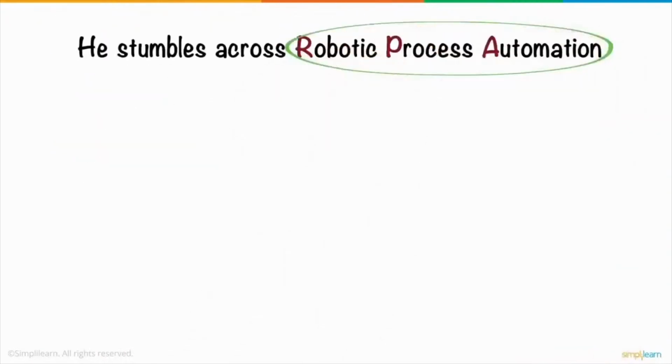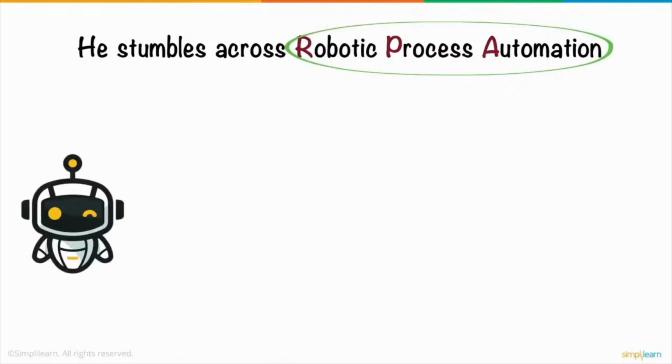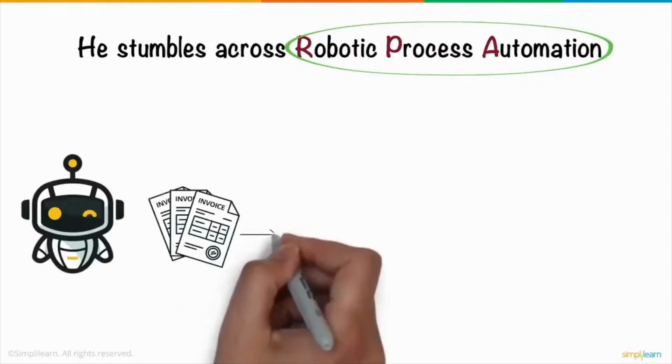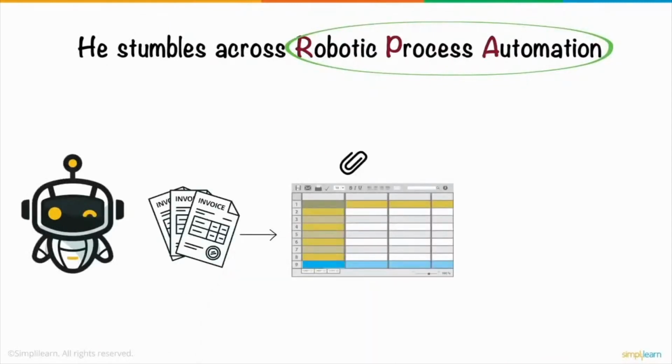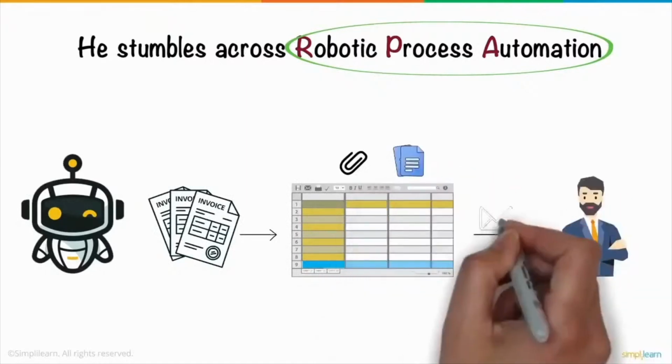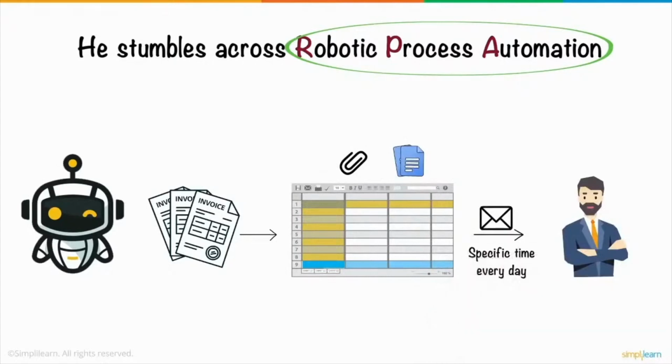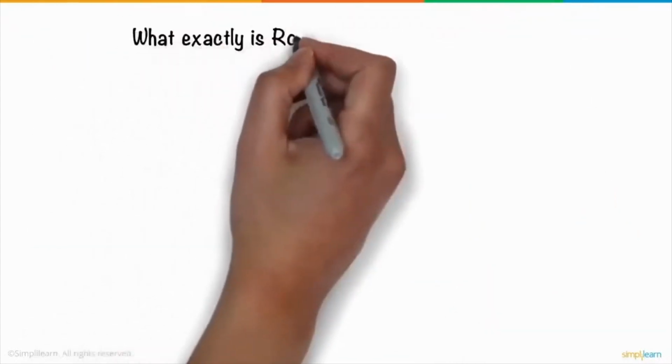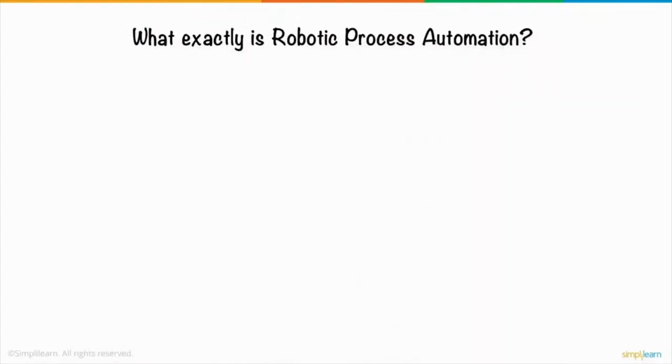Using robotic process automation, he builds a simple bot that extracts information from several invoices into an Excel sheet, attaches all the necessary financial reports, and sends them over to his superiors via email at a specific time every day. So, what exactly is robotic process automation?